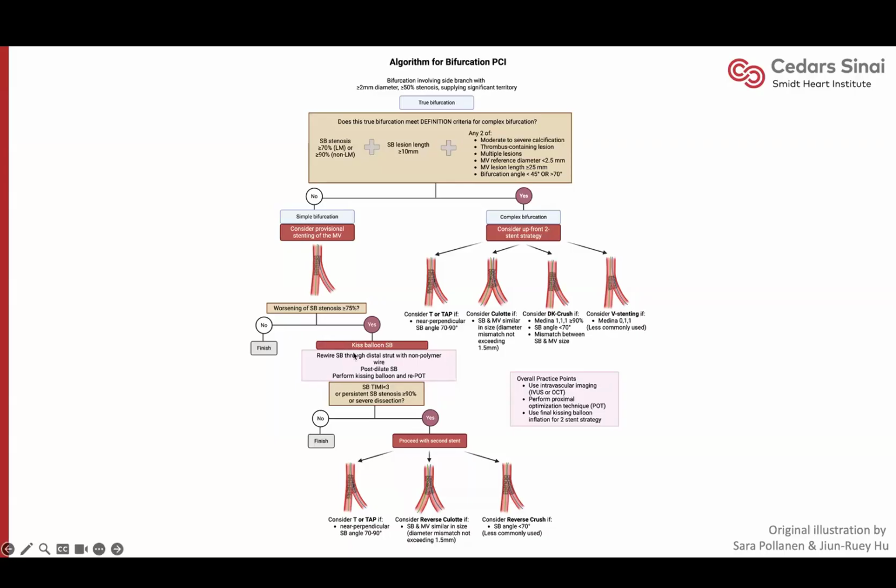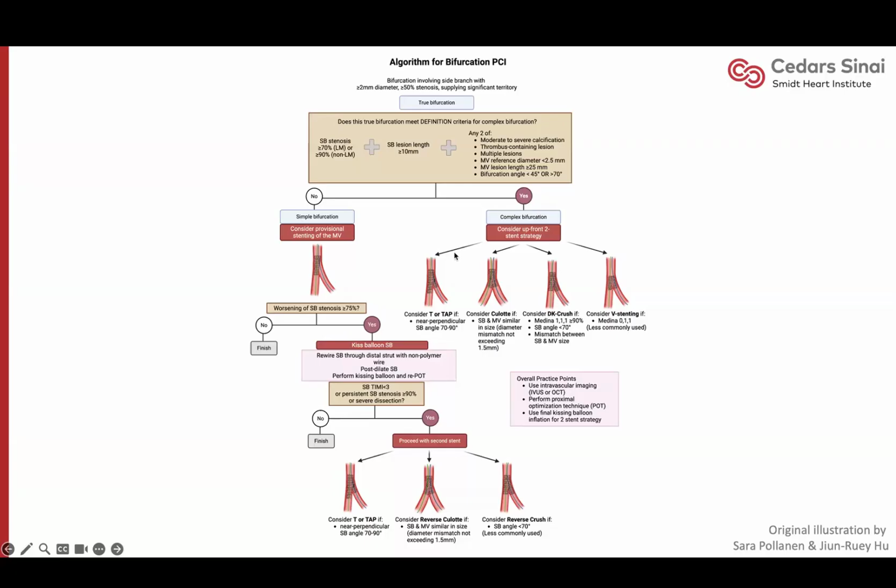repeat POT. If the side branch becomes severely compromised, meaning TIMI flow less than 3, at least 90% stenosis, or severe dissection, then you can proceed with a second stent. This approach maximizes the benefits of the single stent simplicity while providing clear criteria for escalation when anatomic or functional results are suboptimal. You can use T, TAP, reverse culotte, or reverse crush.